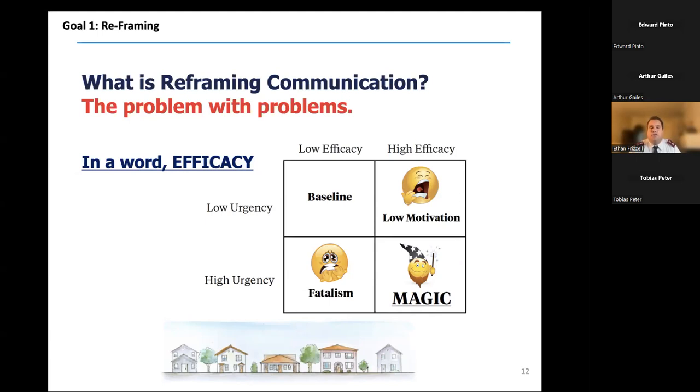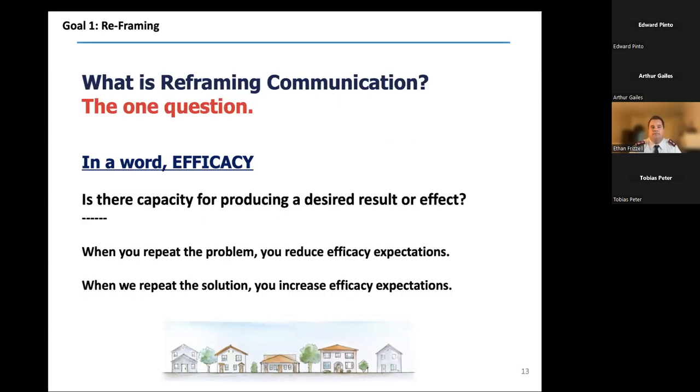This was a significant part of our conversation when we were developing Good Neighbors. The question is if we can provide data on a quarterly basis to communities that shows the risk of housing pressure and housing displacement, then should we do that before a community crashes their system with those who no longer have housing? We'll look at that in a moment. But in a word, efficacy. We're hoping to create high urgency with high efficacy, meaning there is a problem and we know how to deal with it. So there's the question of whether there's capacity for producing a desired result or effect.